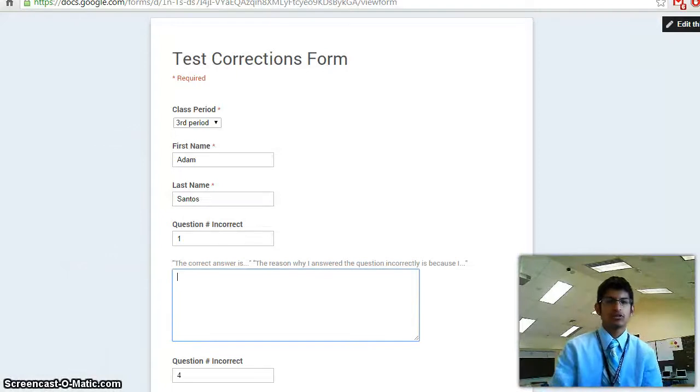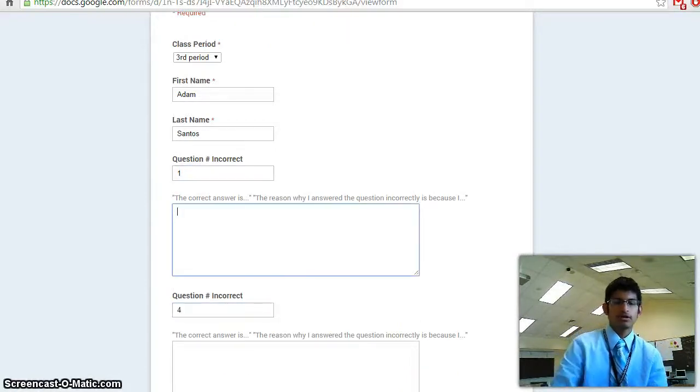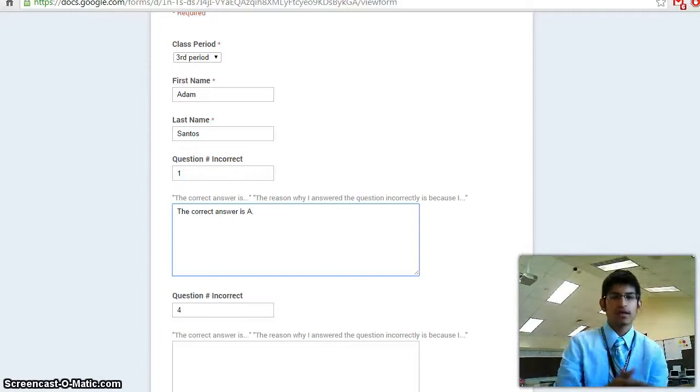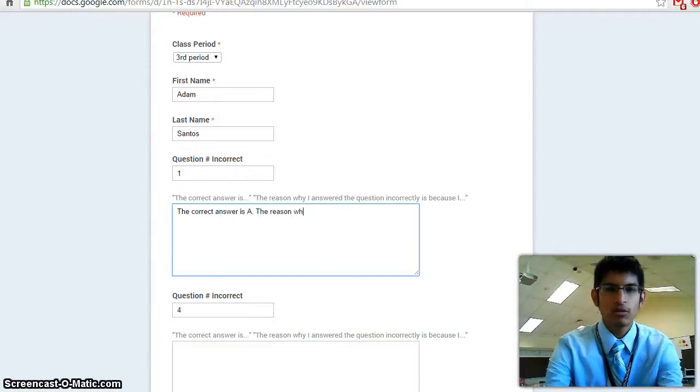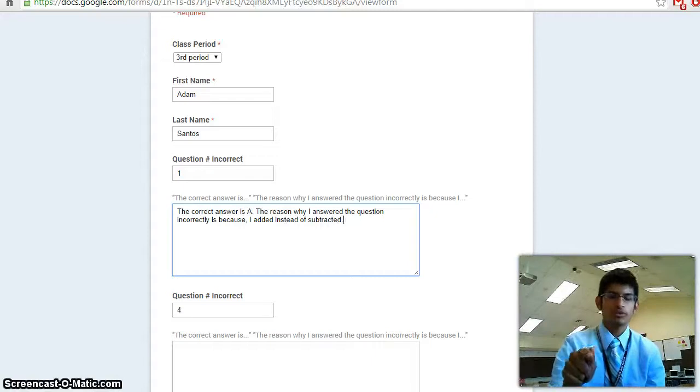How you're going to do these test corrections is that you're going to write your class period, your first name, last name, and whatever questions you got incorrect, kind of write them in here. This is so if you missed number 1 and you missed number 4, and in these boxes here, you're going to write 2 sentences. The first sentence you're going to write is the correct answer is A or B or C, whatever the correct answer was. Then I want you to write the reason why I answered the question incorrectly is because, whatever your reason is. You could say I added instead of subtracted or whatever. So you write down the reason why you missed that question for yourself on that particular question.